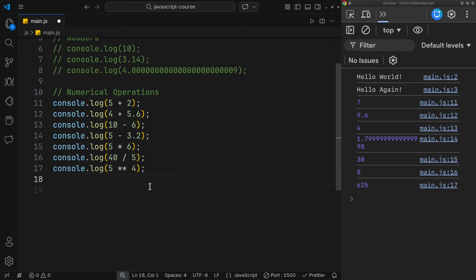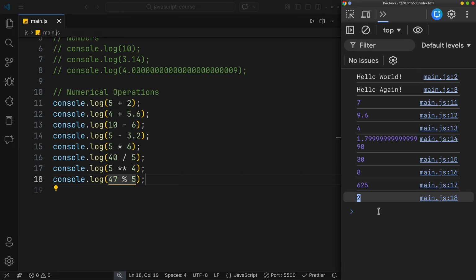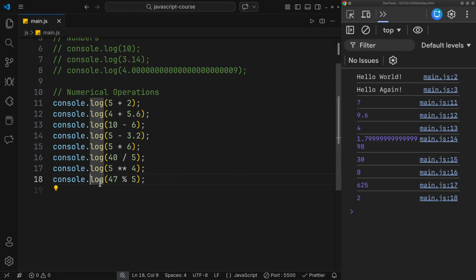And then we have a special operator which is called the modulo operator. So clg, and let's do something like 47, and then we have to add the percentage sign, and then let's do 5. Hit save, and as you can see, we are getting 2. So why is that? What exactly is the modulo operator doing right now? It is basically returning us the remainder of the division of 47 divided by 5.